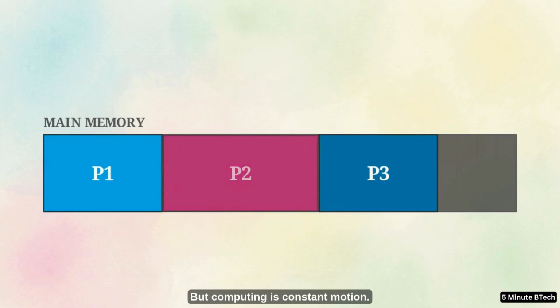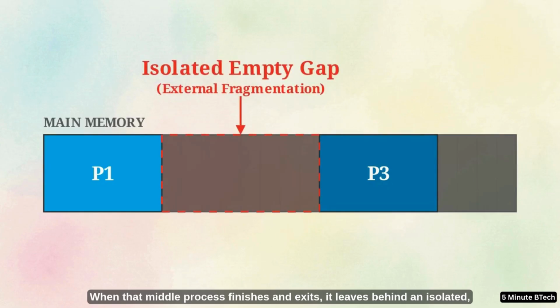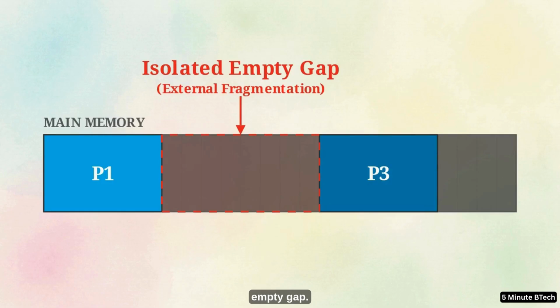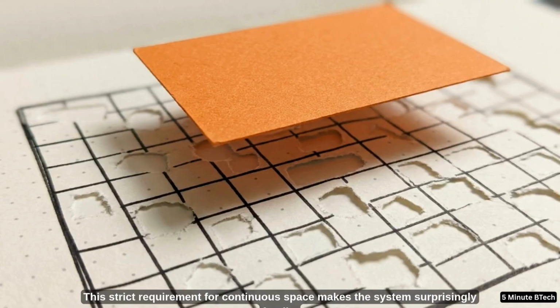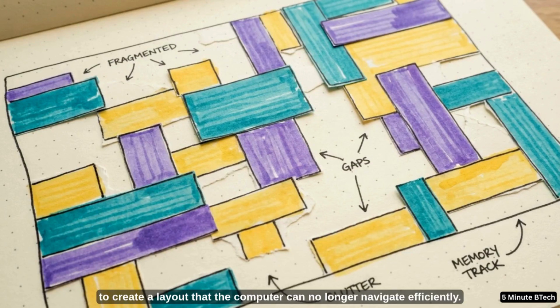But computing is constant motion. When that middle process finishes and exits, it leaves behind an isolated, empty gap. This strict requirement for continuous space makes the system surprisingly fragile. Even basic computing tasks begin to create a layout that the computer can no longer navigate efficiently.